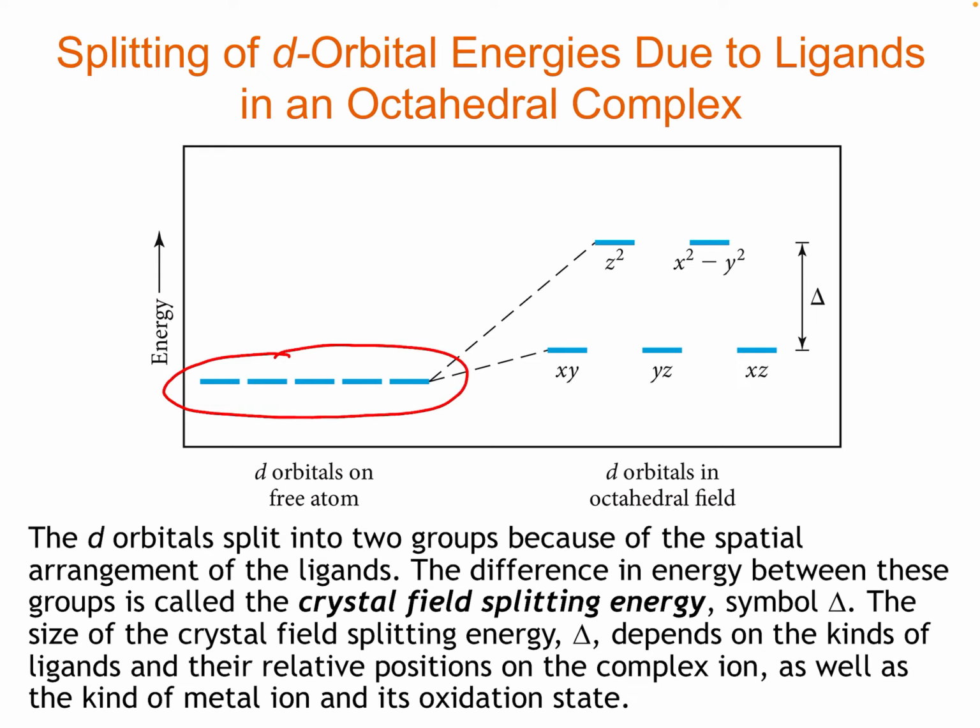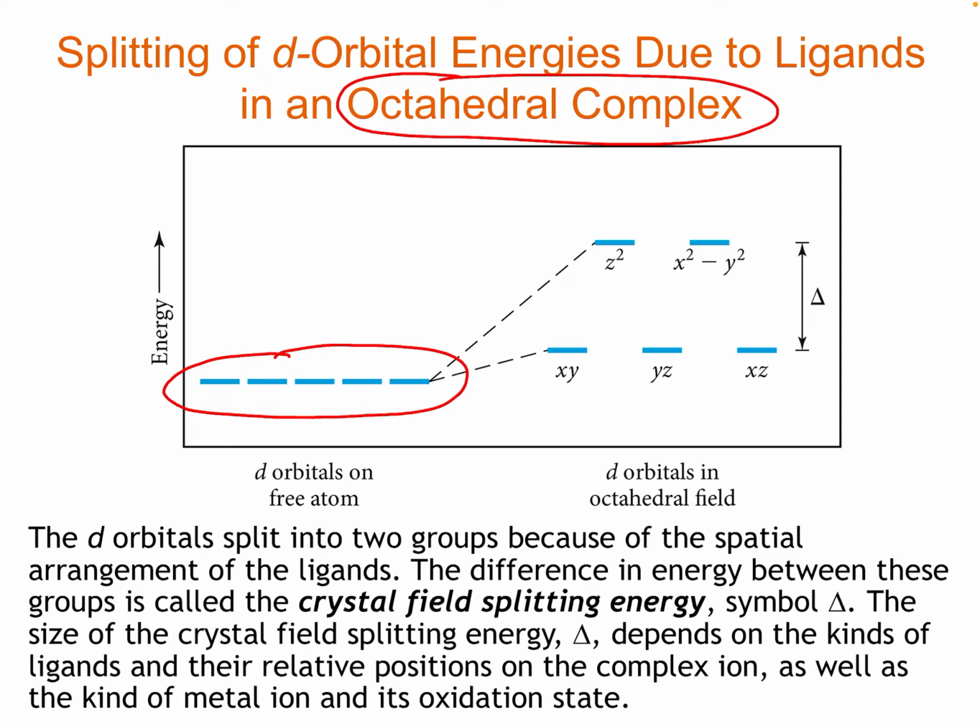And I want to point out this is for octahedral complexes. Okay, so this is when we have 6 ligands bonded to our metal ion. We're going to talk about other ones later. This is going to be the most common. This is the one that I would like you to have memorized for the exam.